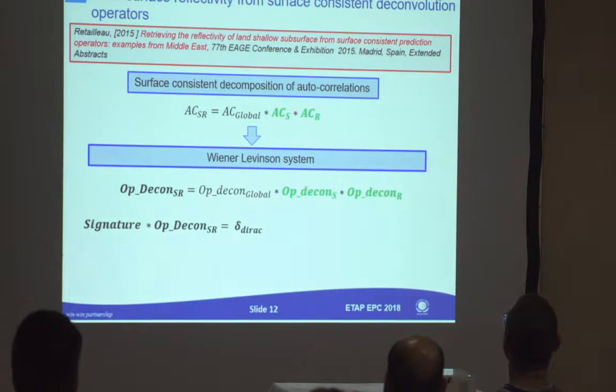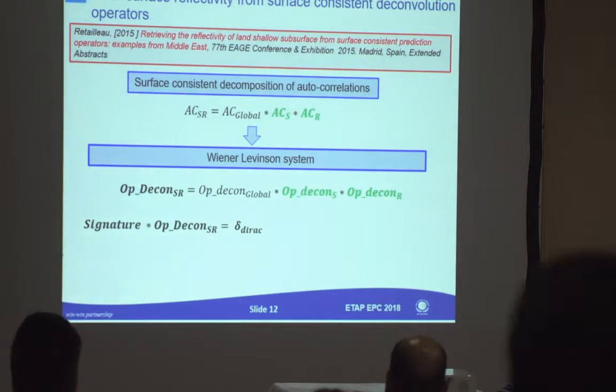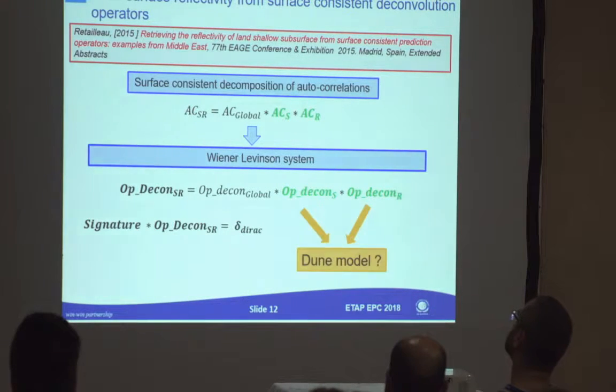Then, through a very classical deconvolution algorithm, which is a Wiener-Levinson system, I will not go into too much mathematical detail, we're going to produce deconvolution operators, decomposed into one global operator, one shot operator, and one receiver operator. The link between the deconvolution operator and the signature is that the deconvolution operator times the signature gives a Dirac. This is the link with the signature.